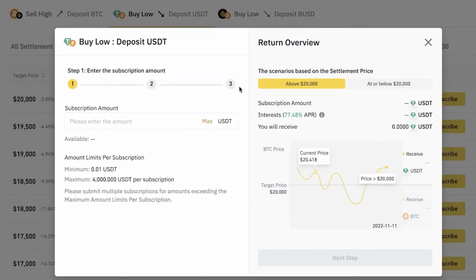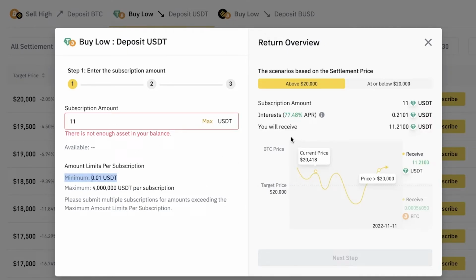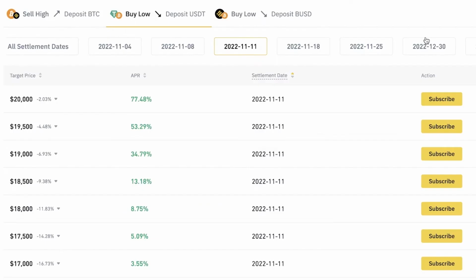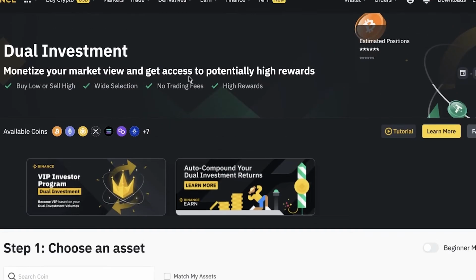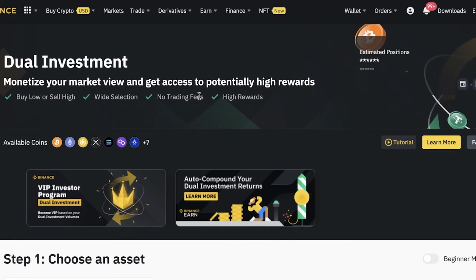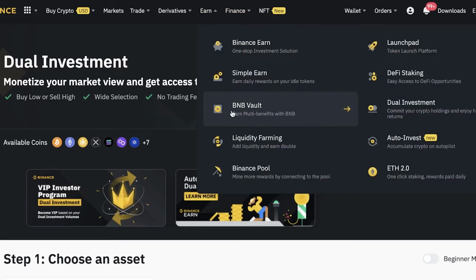I can click on subscribe over here, and it will show me the different scenarios. So you can just enter whatever subscription amount you want. Once you have your subscription amount, you will see your interest, you will see what you will receive by the end of this, and the overall fluctuation. So this is kind of like betting on the price, and it is a pretty amazing way to earn money other than just trading on the futures market. It's like a simplified or slightly safer version, with no trading fees, of just trading on the futures market.